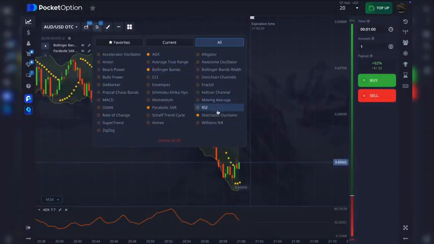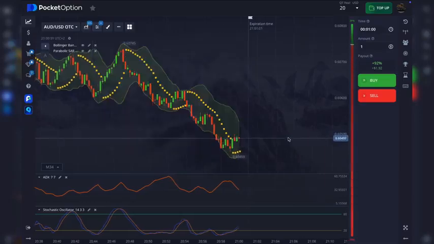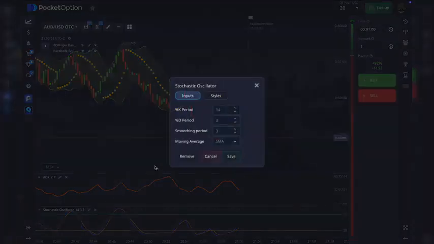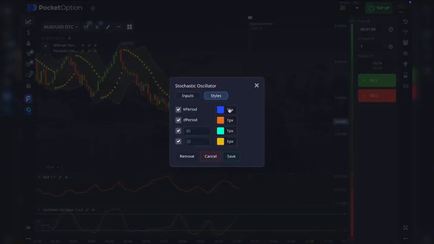And the last indicator will be the Stochastic Oscillator, so I add this indicator to the chart. Here I need to change the K period to 5, then I leave the D period at 3 and the smoothing period at 3. And I use the SMA moving average type. Then I go to styles. Here I want to make the K period and D period lines a little bit thicker.